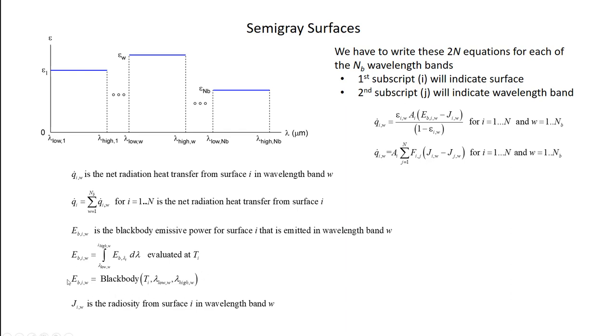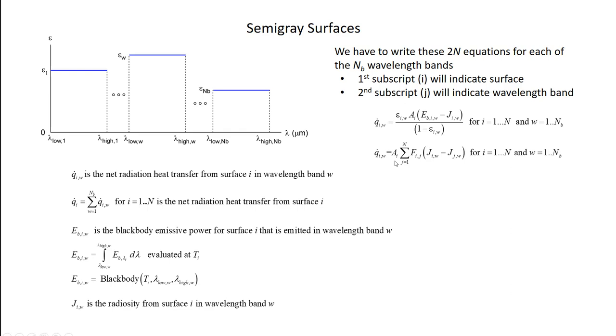E_b,i,w has dimensions of watts per meter squared, so I need to multiply this by sigma T_i to the fourth. Okay, so I'm almost done. The last thing to see here is this J_i,w. So this is the radiosity from surface i that occurs in wavelength band w, right? So this is physically how much radiation per unit area is leaving surface i. And it's not all of it, it's just how much of it happens in this little wavelength band window that we're talking about.